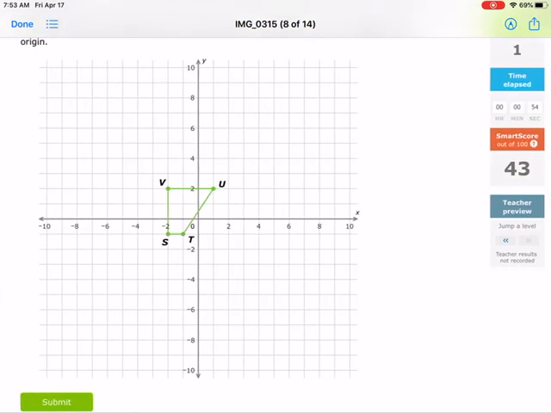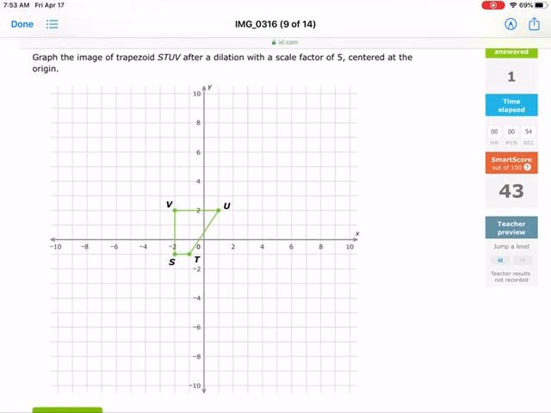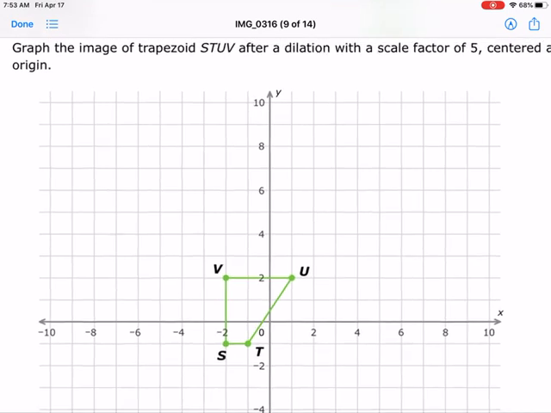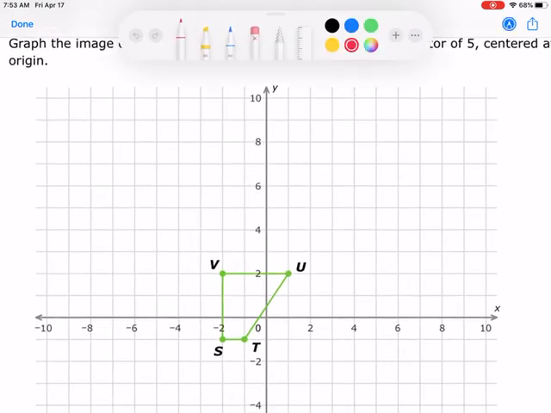So smart score of 38. Scale factor of 5. Again, take your coordinates, multiply everything by 5. Scale factor 5, it's nice and easy. So U is 1 comma 2. Times it by 5, you get 5 comma 10. So 5 comma 10, and there it is.